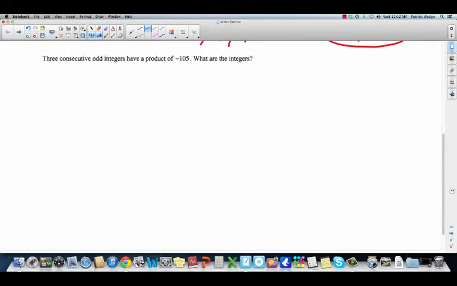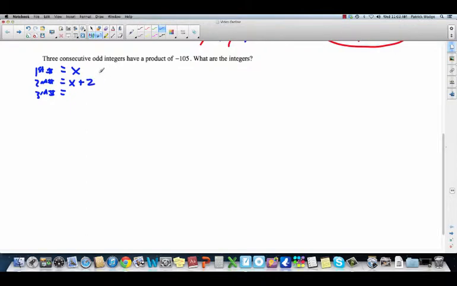Next one, 3 consecutive odd integers have a product of negative 105. What are the integers? Okay, so we got our first number, our second number, our third number. Guess what we're going to call the first number? X. Now be careful, they're 3 consecutive odd integers. That's like 5, 7, 9, 15, 17, 19, right? Those are consecutive odds. So if we have one odd number, how do we get to the next odd number? A lot of people think it's x plus 1 because it says odd, but that's not true. To get from one odd number to the next odd number, you have to add 2.